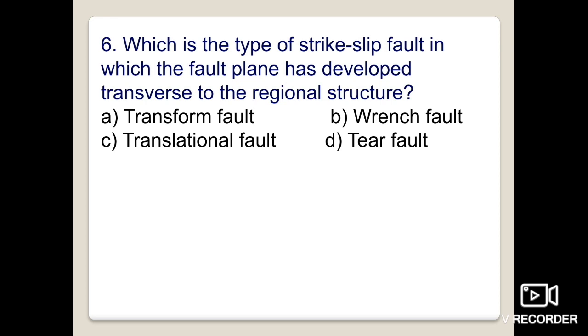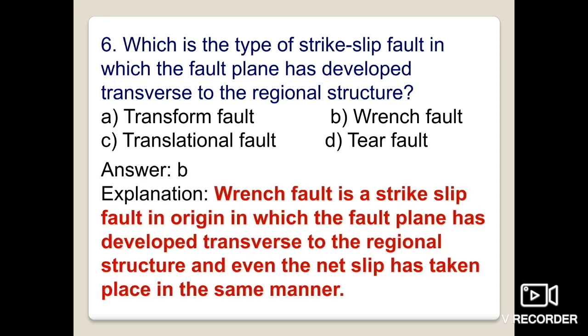So in this particular question, the fault plane has developed transverse to the regional structure, not along the regional structure. Transverse, that is transform fault, wrench fault, translational fault, or the tear fault. So that is the wrench fault. Wrench fault is also known as the tear fault.